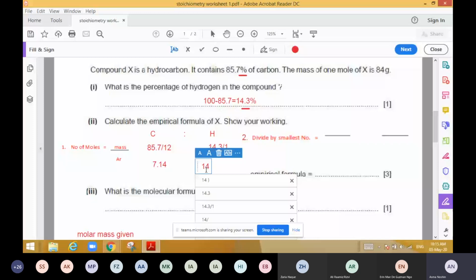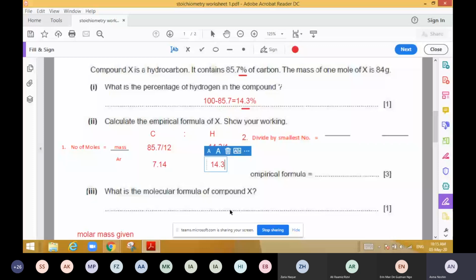14.3. Okay. Now what will be the next step? This was our first step. See, I wrote something over here: divide by the smallest number. You have to divide them both by 7.14. Very good. The first one we have is 7.14.